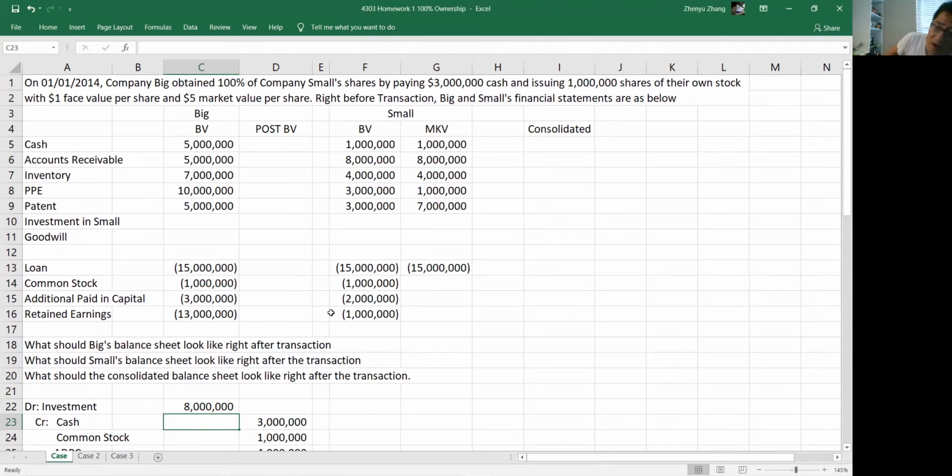So for Small, Small didn't get anything. Small didn't gain anything, Small didn't lose anything. So there's no journal entry for Small. So this is quite straightforward, right?